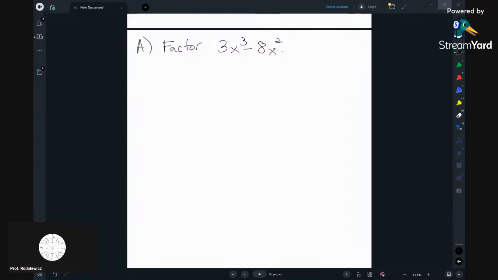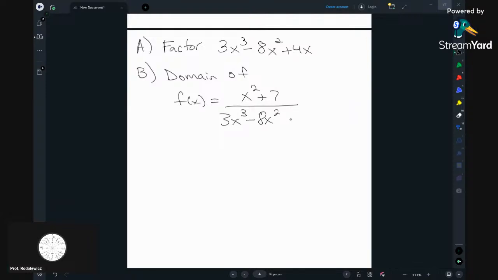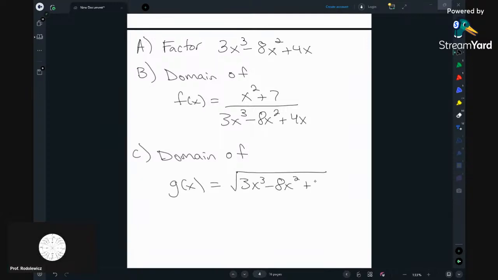Squared plus 4x. After we do that, we're going to find the domain of f of x equals x squared plus 7 over 3x cubed minus 8x squared plus 4x. And then after that, we'll find the domain of g of x equals the square root of 3x cubed minus 8x squared plus 4x.